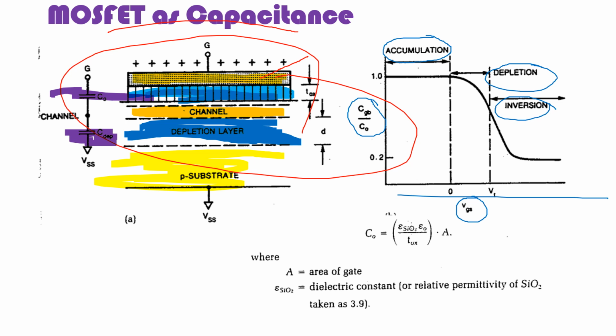So during the accumulation of charges, the capacitance will be maximum, and then the capacitance decreases. Okay, and we have the formula for capacitor. C naught is equal to epsilon SiO2 into epsilon naught divided by TOX. We take epsilon SiO2 because SiO2 is the layer which we are using as the oxide layer. Okay, and the dielectric constant or the relative permittivity of SiO2 is nothing but 3.9. The value of it is 3.9.